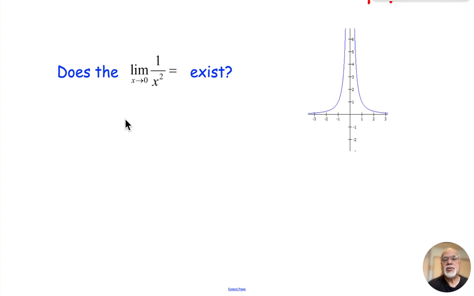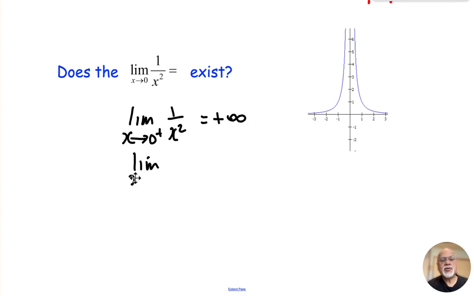So the two one-sided limits both do approach infinity. So the limit as x approaches 0 from the right of 1 over x squared is equal to positive infinity, and the limit as x approaches 0 from the left of 1 over x squared is also positive infinity.